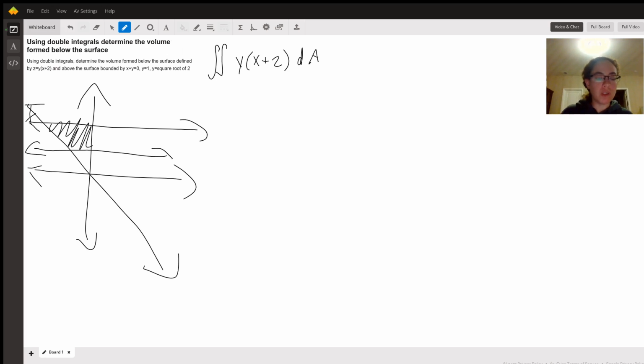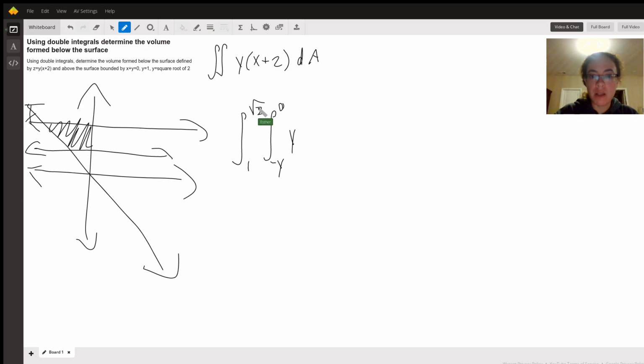And so what this is telling us is, okay, we have very definitive bounds on y. So our outer bounds are going to be from 1 to square root of 2. And now we want to think about what the bounds on x will be. Well, x is between 0 and negative y, if that makes sense, which we're getting directly from the picture I drew on the board. And so the bounds on x will be minus y to 0.